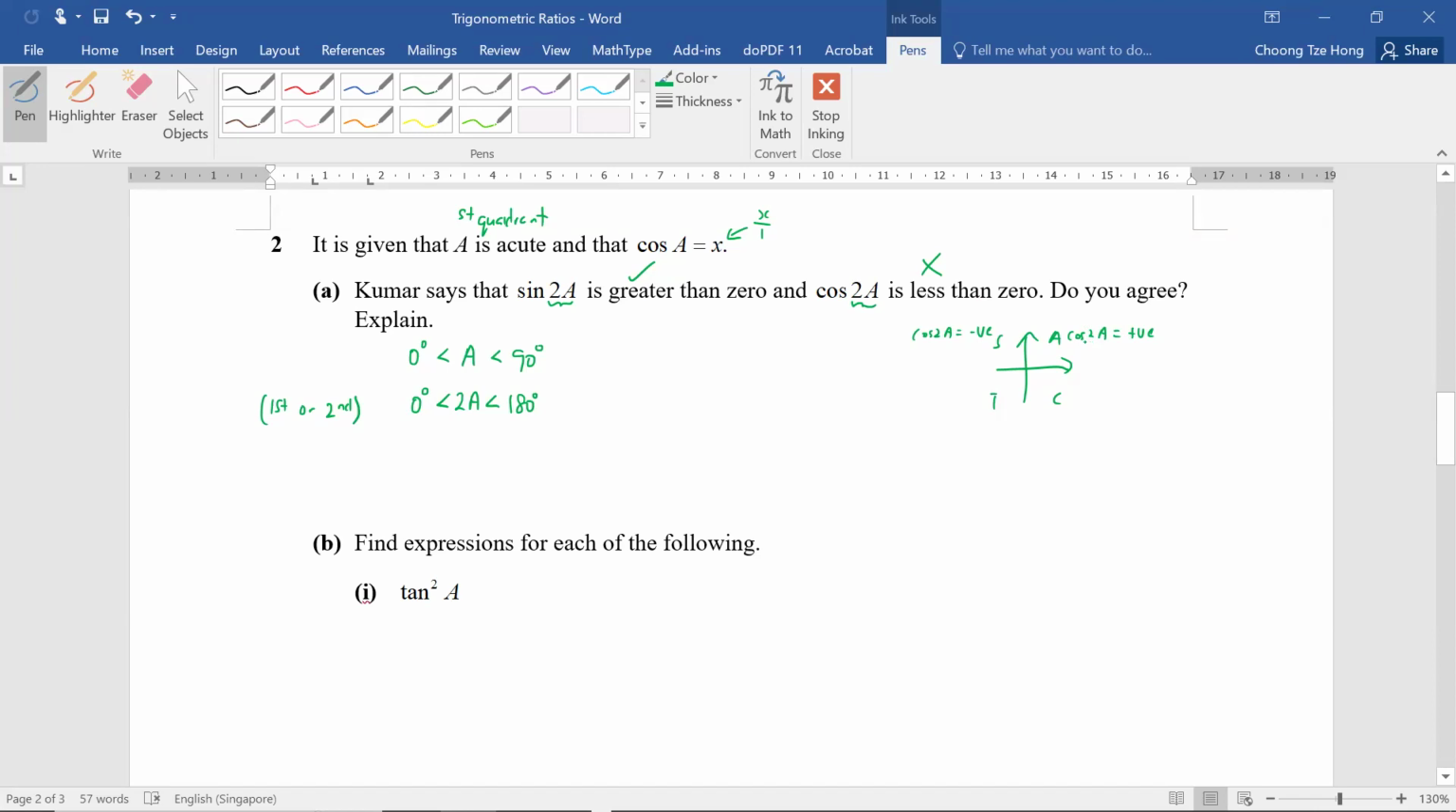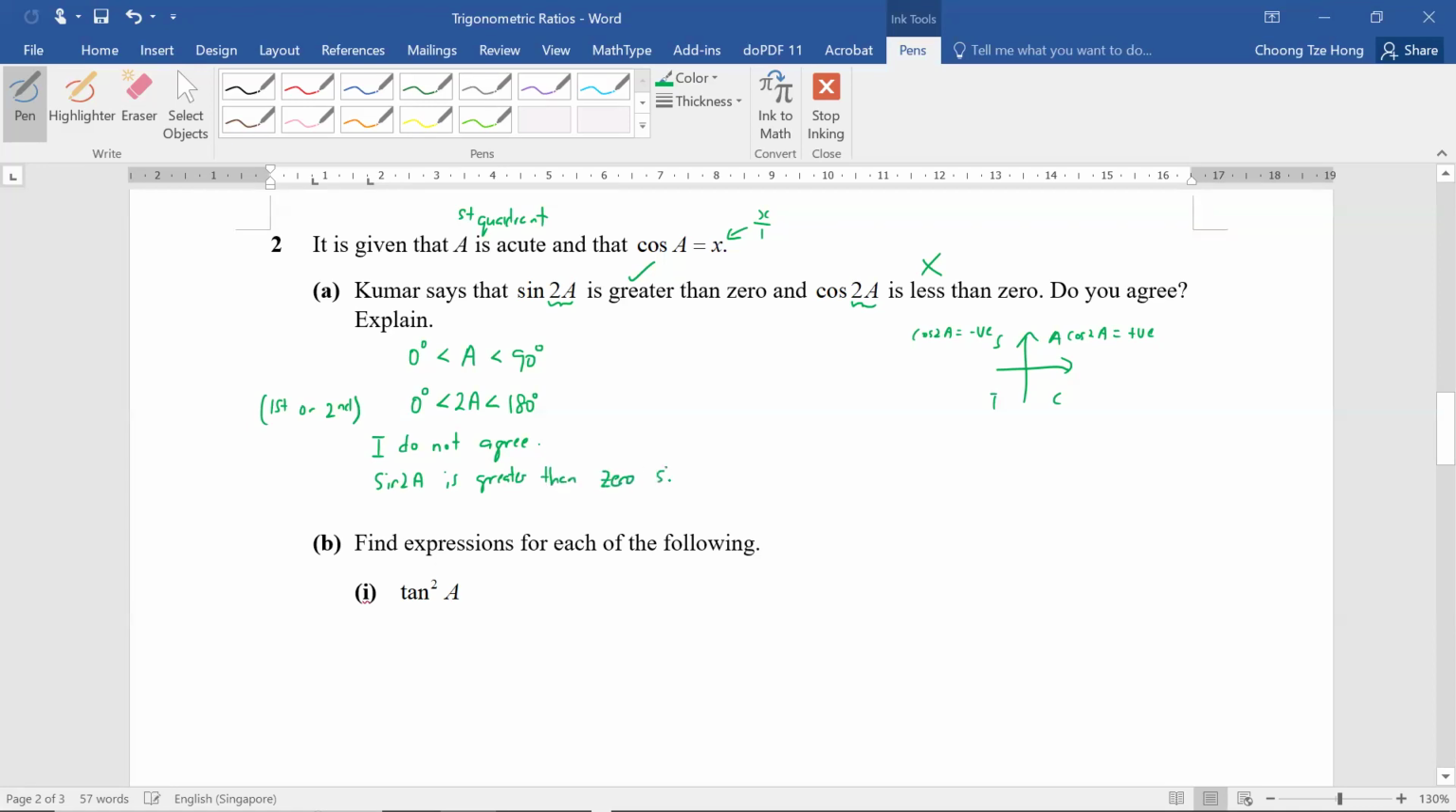Okay, half of it is correct, but the other half is half wrong, because cosine 2a could still be positive, right? So we can write down the answer. I do not agree. They ask you, do you agree or not, right? So what we'll write down is sine 2a is greater than 0.